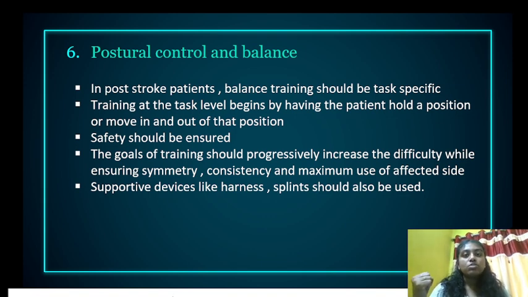Standing with eyes closed for 1 minute, standing with eyes open for 1 minute, with narrow base of support, then with wide base of support, then narrow base of support. So these are the exercises which should be taught to the patient according to their needs, and safety should be ensured, because in acute phases they have high fall risk, as I say. The goals of the training should progressively increase the difficulty while ensuring symmetry, consistency, and maximum use of the affected side. Supportive devices like harness and splints should also be used.